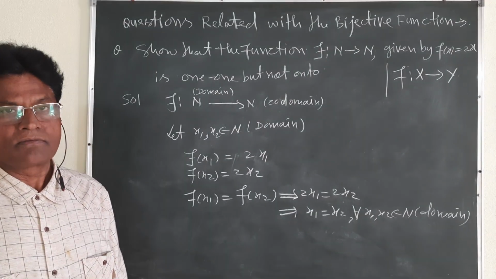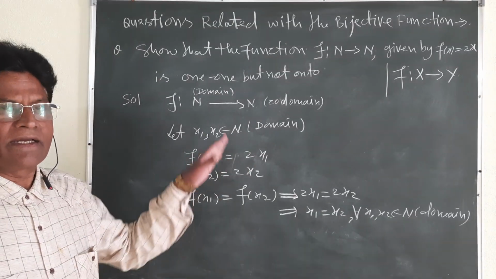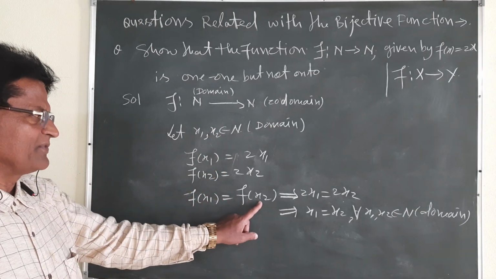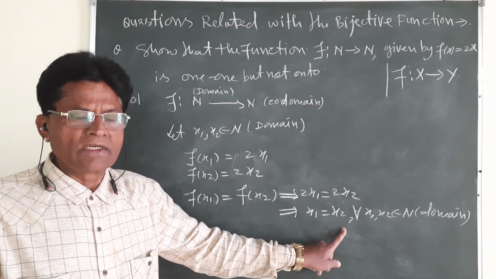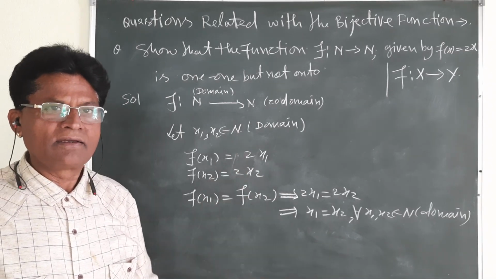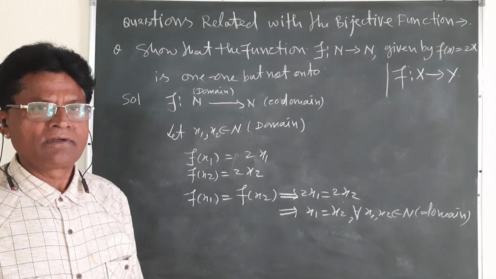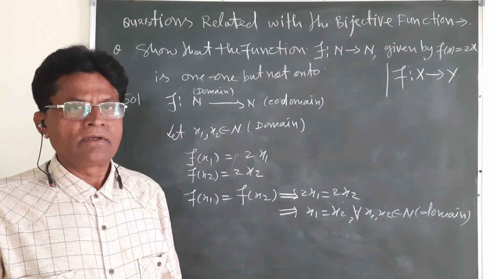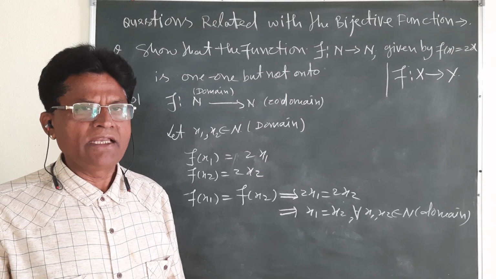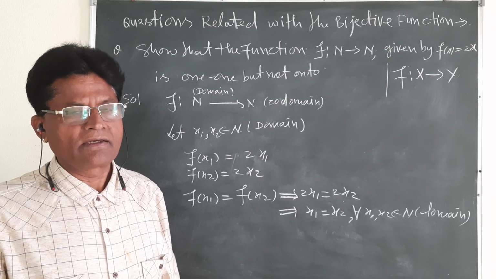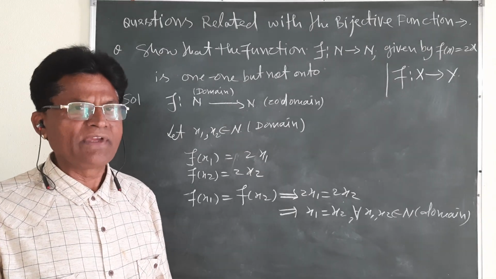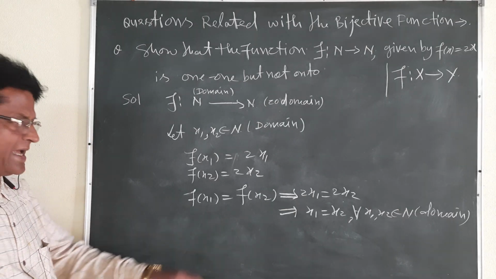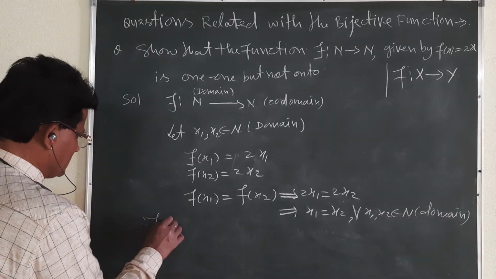The function will be one-one as per the definition. I think you understand this step, that the function is one-one. If f(x1) is equal to f(x2) implies that x1 is equal to x2, then what does it mean? Every element of X, means this one, domain, has different images with the elements of Y. Each and every element of X having different images with the elements of Y, that is why the function is one-one. Therefore, f is one-one.